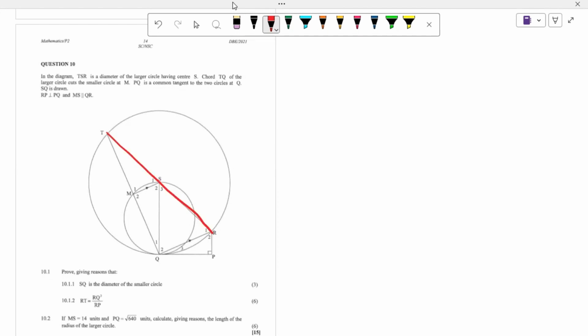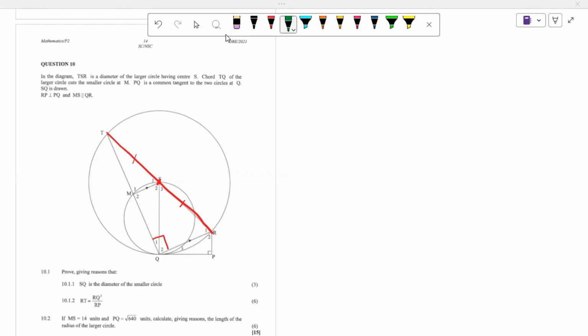Before we go far, if TSR is my diameter, that means this is my center, right? We know that. But then these are radii, so they are equal in length. From there, we also know that this angle is going to have to be 90 degrees.